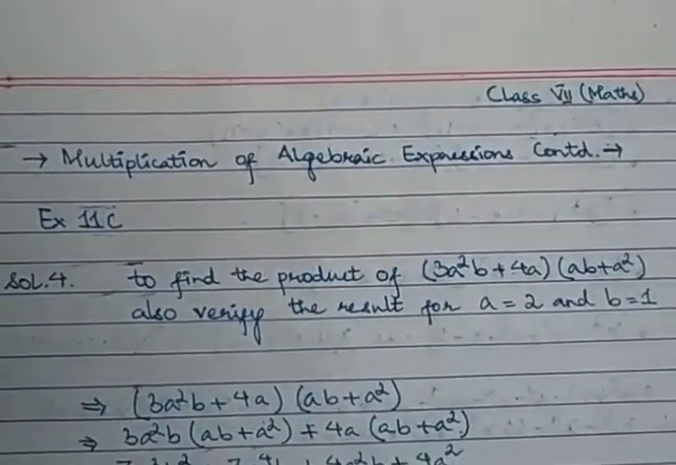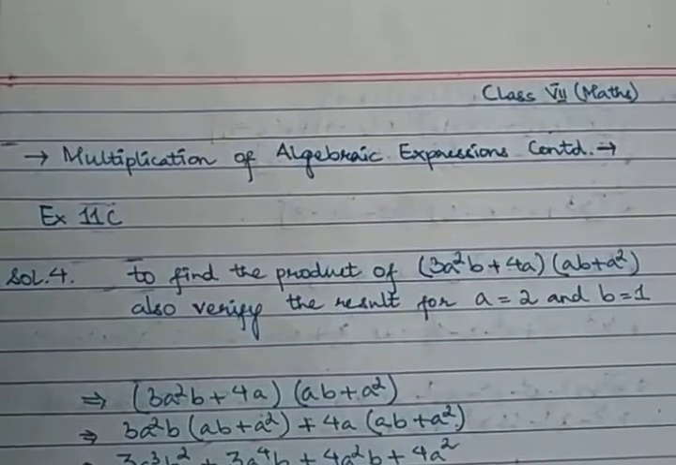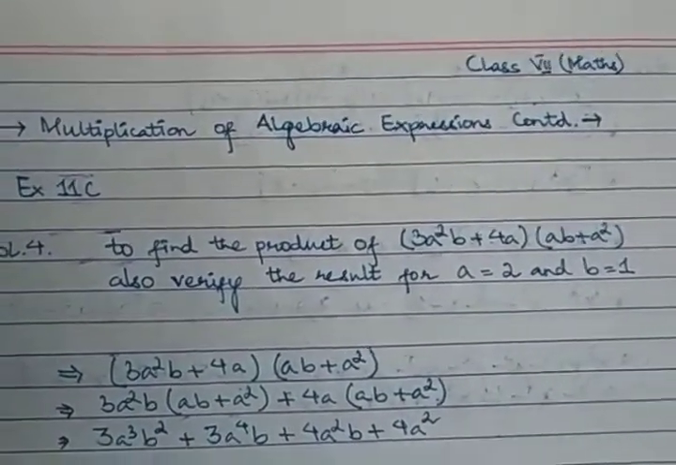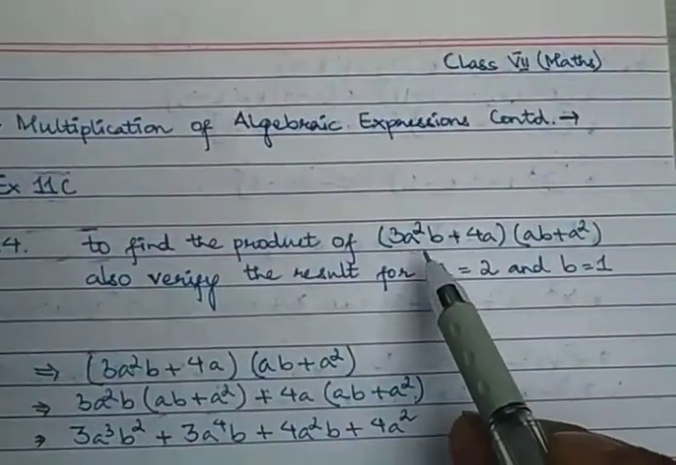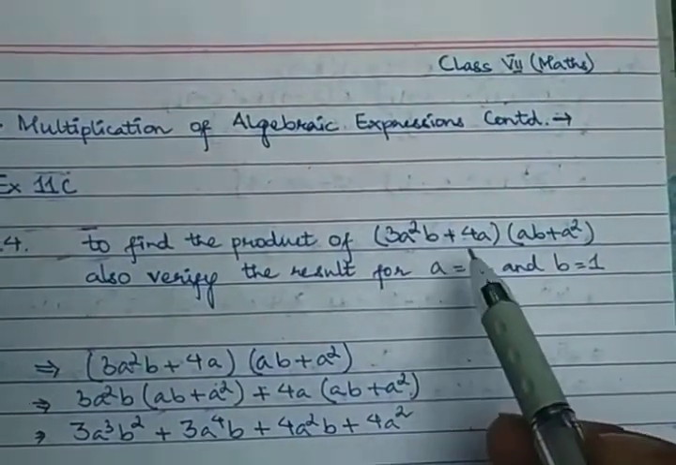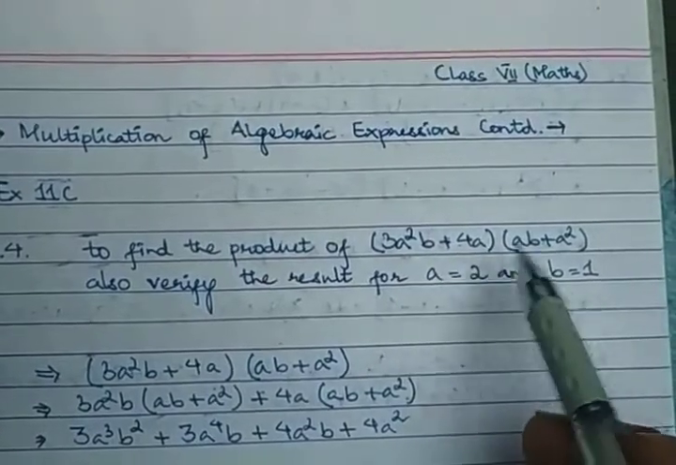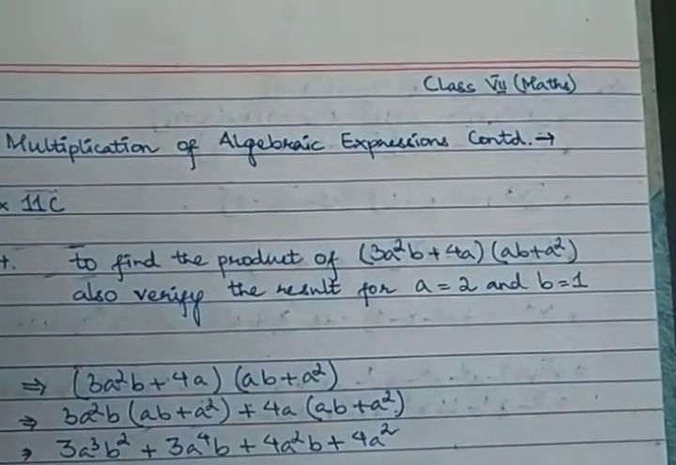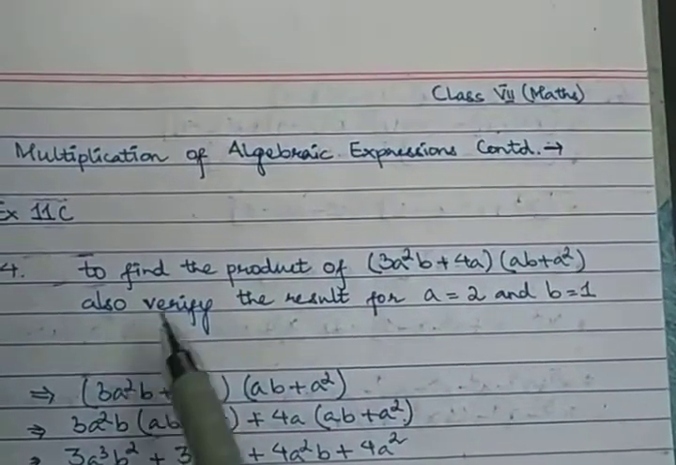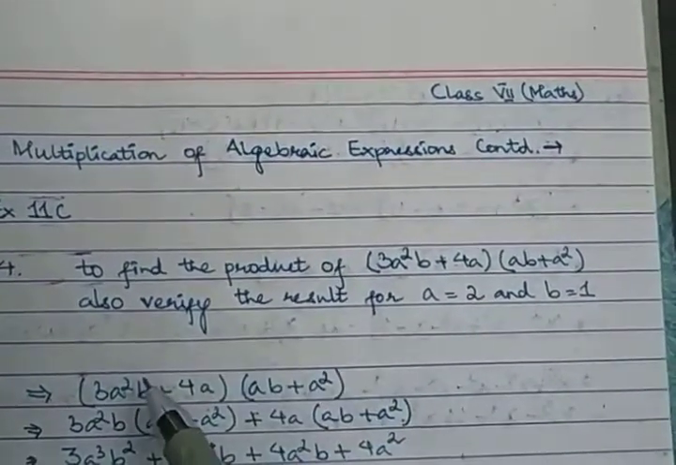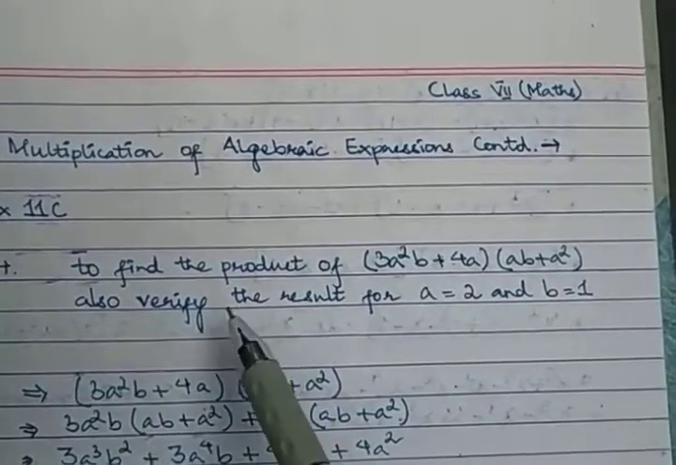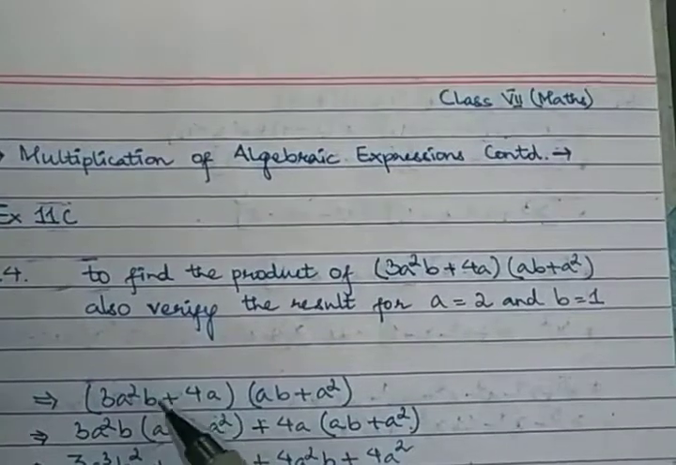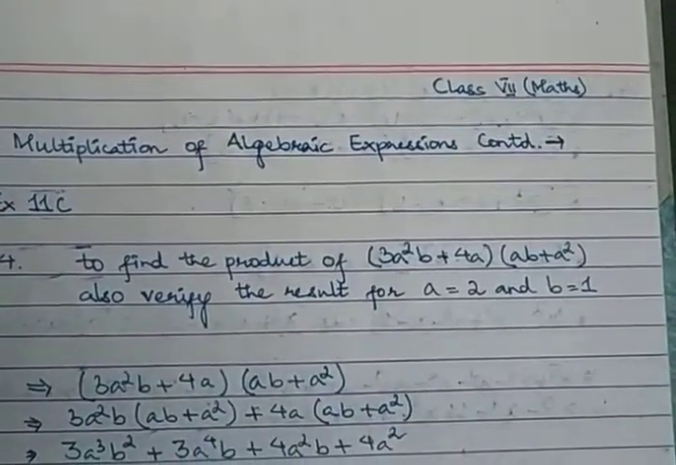Okay, in the same exercise, that is exercise 11C, under the multiplication of algebraic expressions, question number 4, we need to find the product of two binomials. As you can see here, 3a squared b plus 4a is a binomial, isn't it? We got multiplication of 2 binomials. The additional part in this question is that we need to verify the result for a equals 2 and b equals 1. That means finally we need to substitute the values of a and b as well.